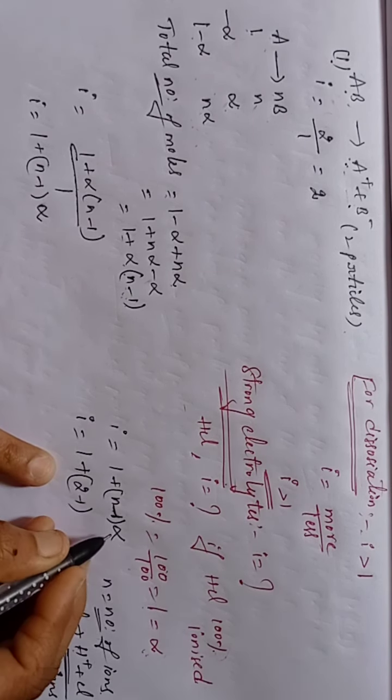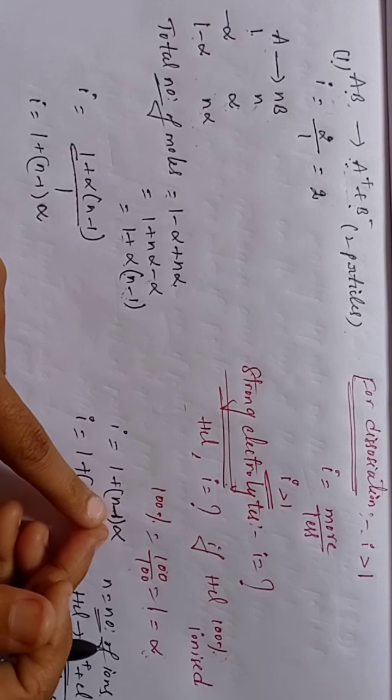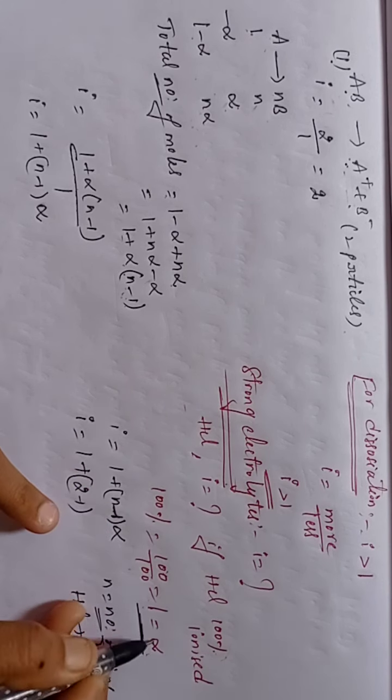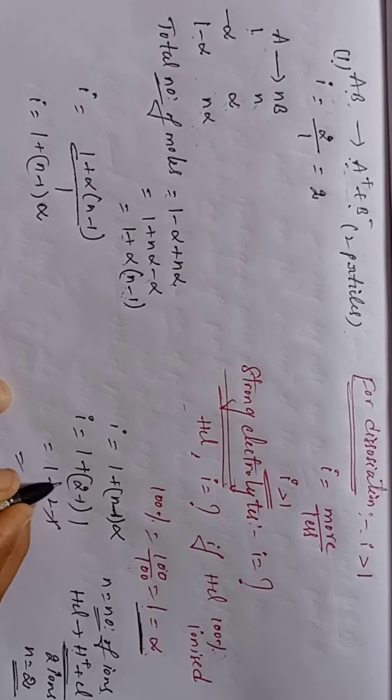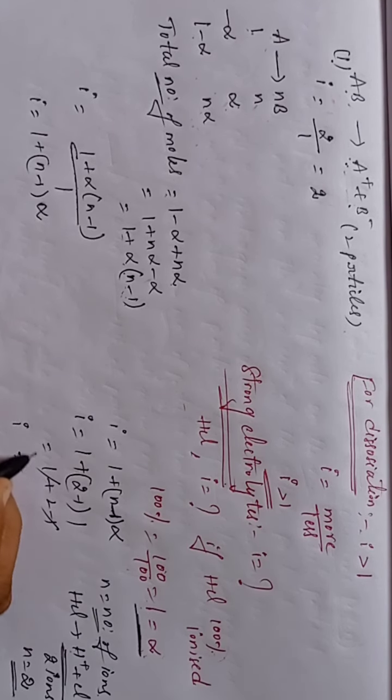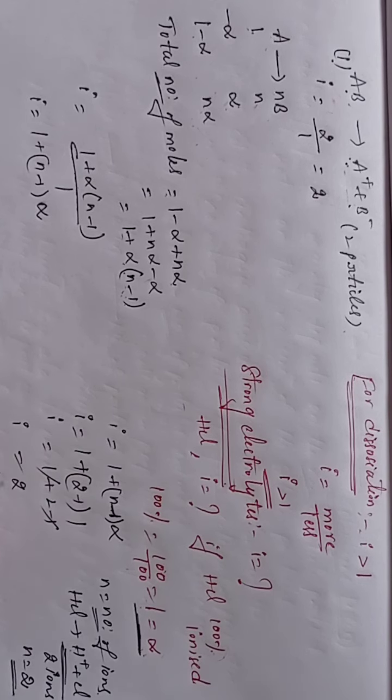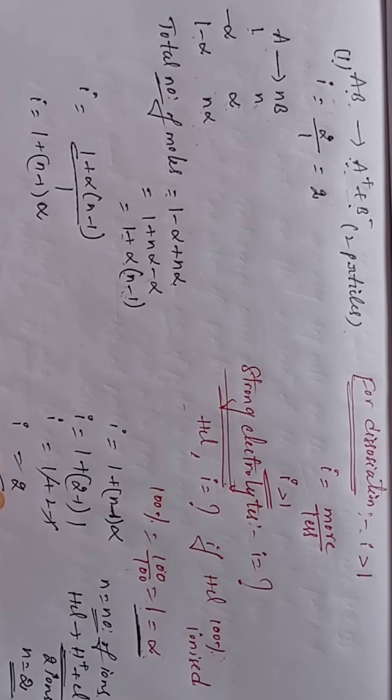Then minus 1 into alpha. What is the alpha value, students? Degree of dissociation, alpha value 1. Then you will get 1 plus 2 minus 1 into 1. The 1 cancels. i is equal to how much, students? i is equal to 2. Are you understanding? So i is equal to 2.